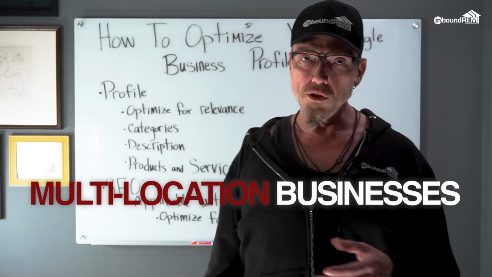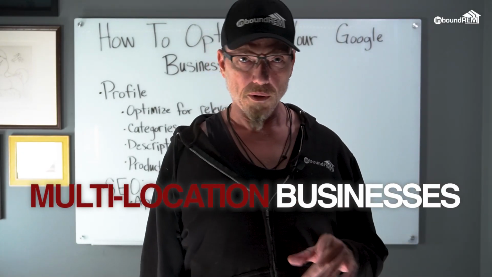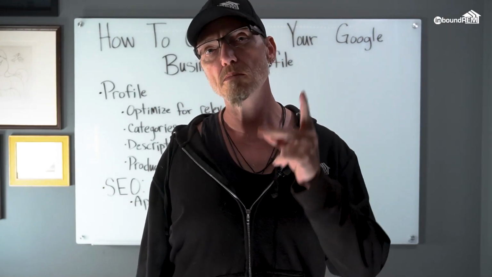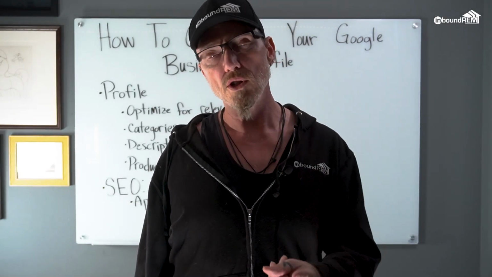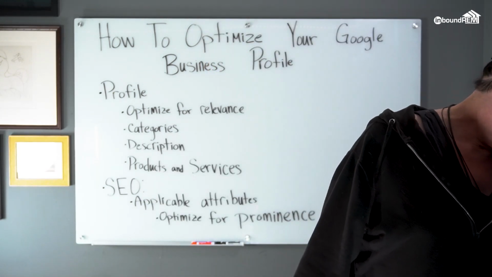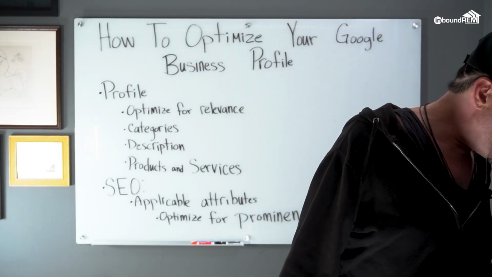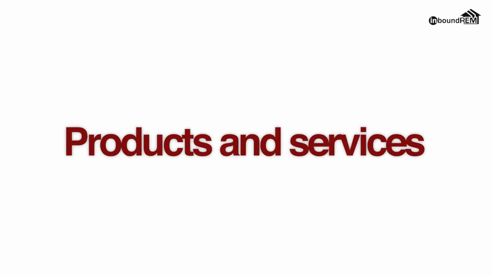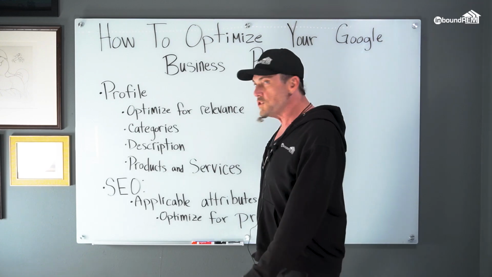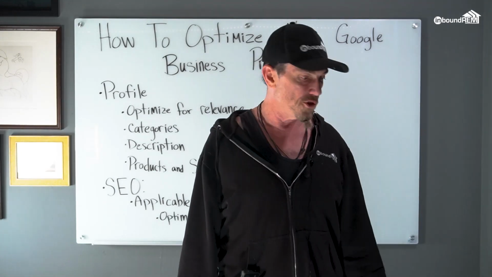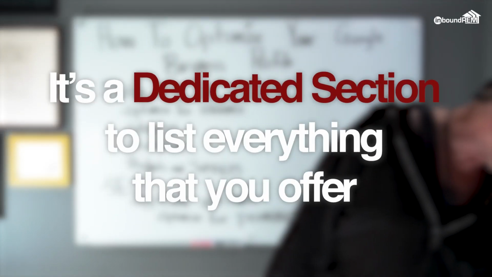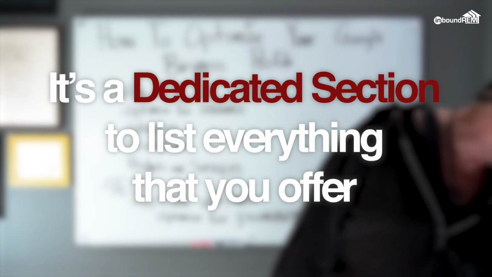Also, multi-location businesses are different, okay? But mostly this is stuff that you talk to a team, a broker who has a single office, or individual agents. All right. Now we get into another interesting thing, which is products and services. Products and services is weird for a real estate agent because you go, how does that apply to me? It's a dedicated section to list everything that you offer.